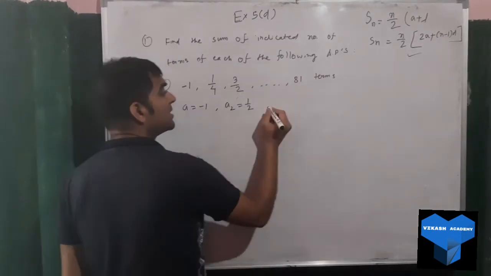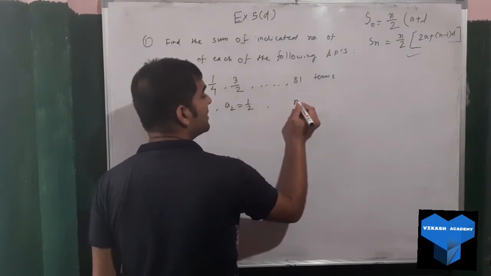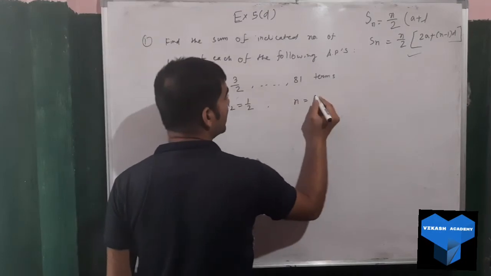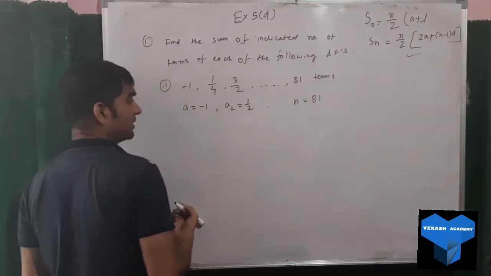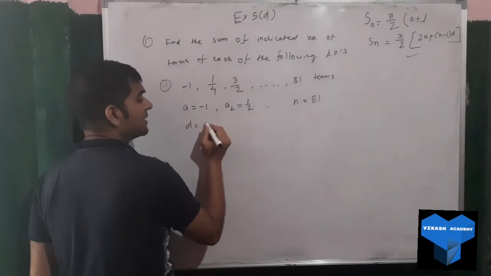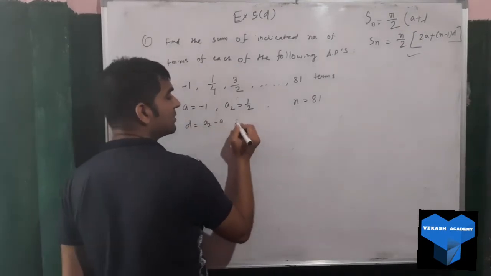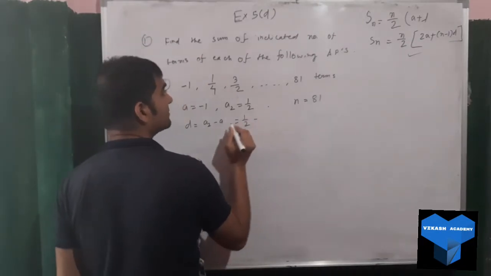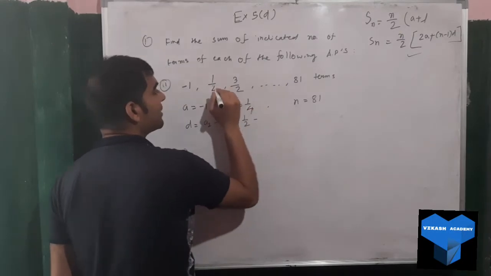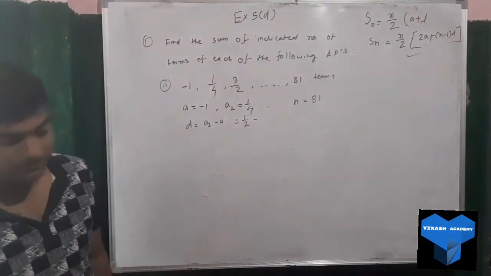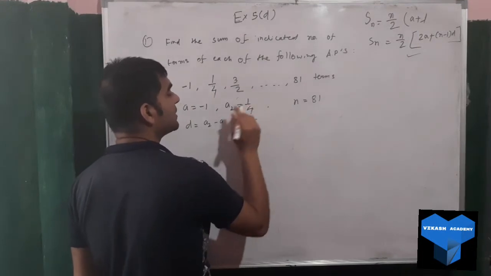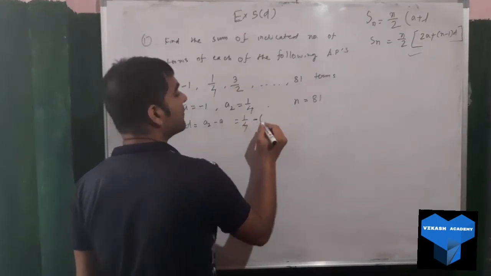Let us find the last term, which we write with n. So this is a total of 81 terms, so we will write 81. Now let us find the difference. It will be A2 minus A1. It is 1 by 4. So we will use this 1 by 4 minus A2, so 1 by 4 minus half.